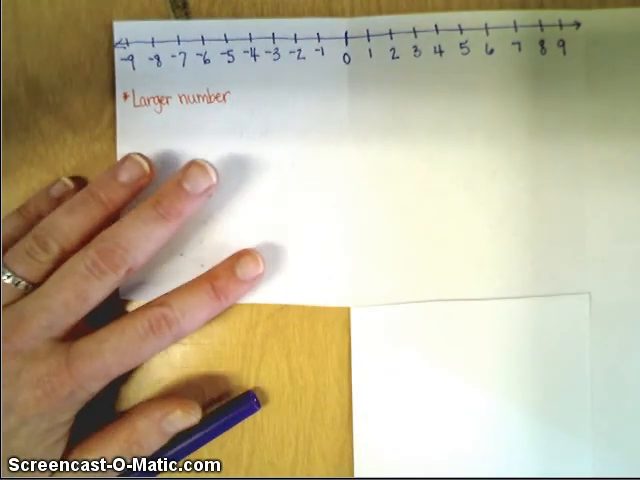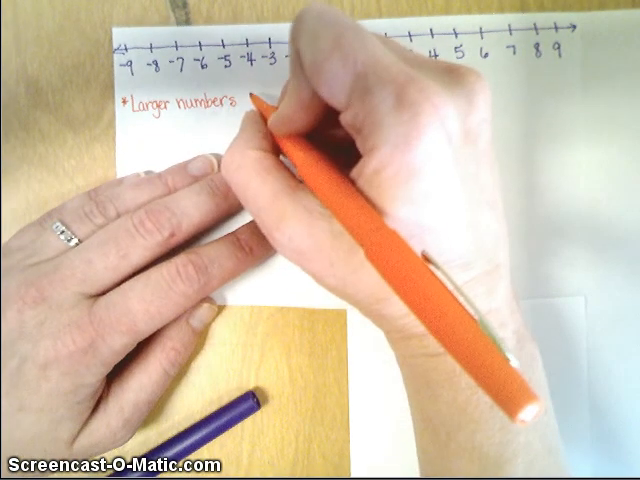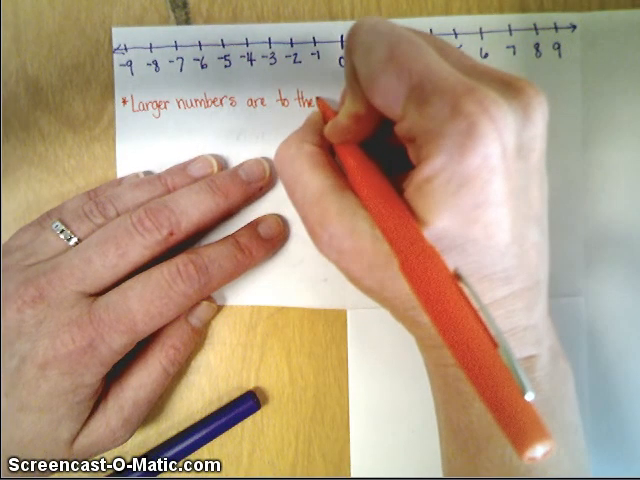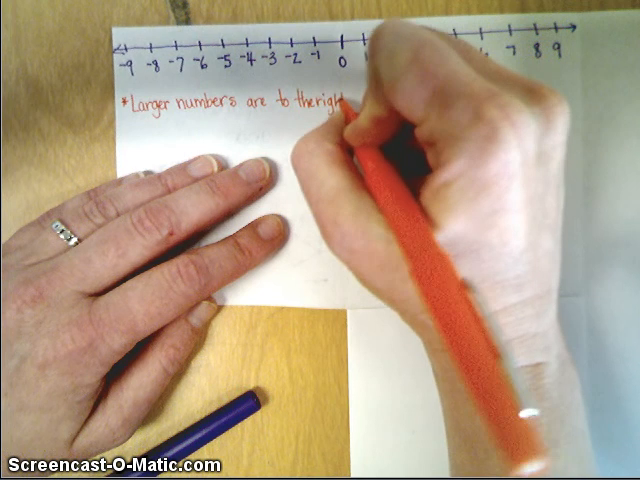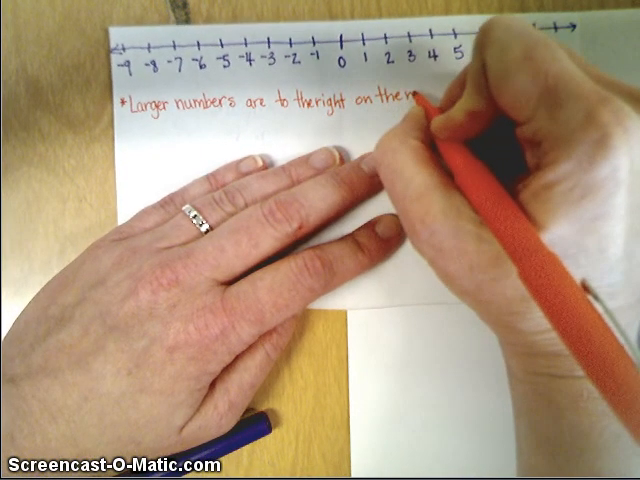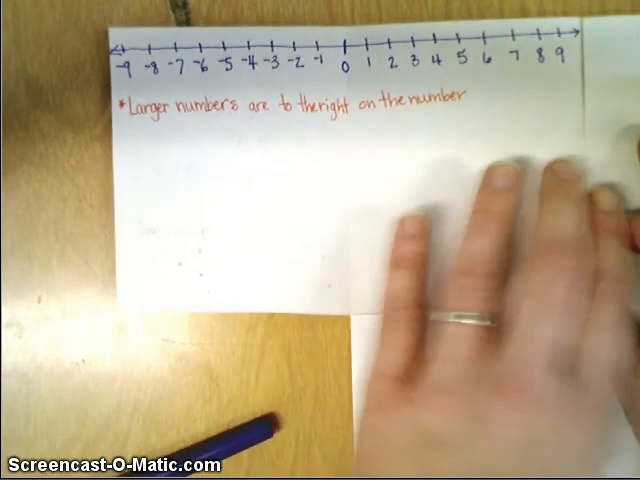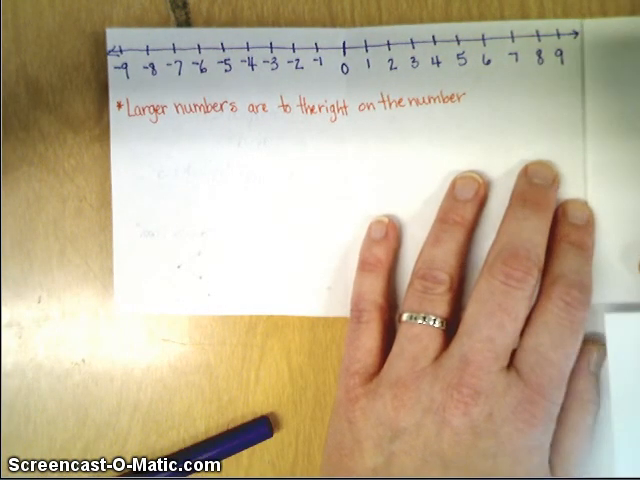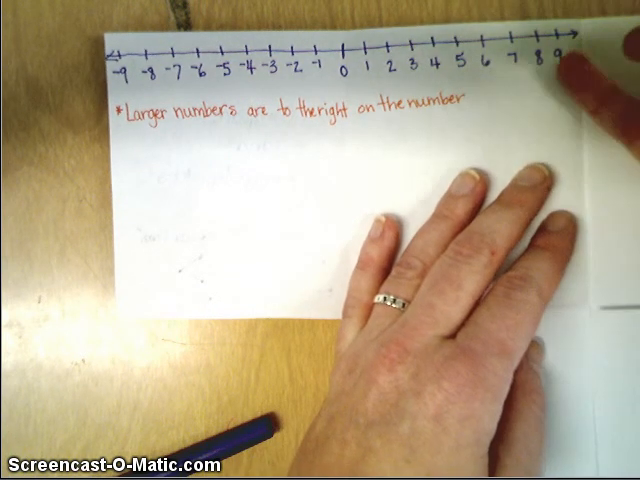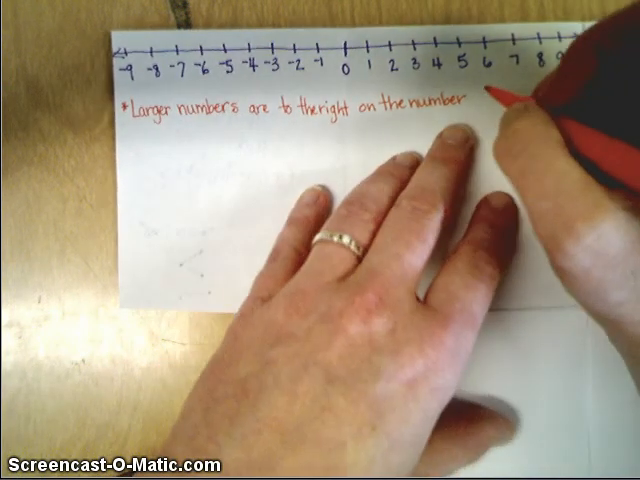Something that the number line is useful for is that the larger numbers are to the right on the number line. So if I gave you a group of numbers and I said, which of them has the most value, which one is the largest number, you would be able to look at your number line and say, this number is on the farthest right, so that one has the most value. It's the largest number.